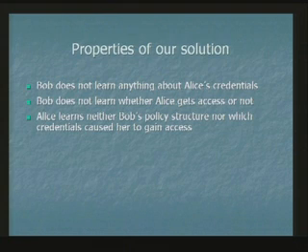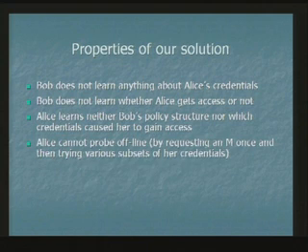In our solution, we try to achieve a couple more things here. Alice cannot probe offline. She can't request the message once and then try different sets of credentials with just that one request to try to figure out if she has access.